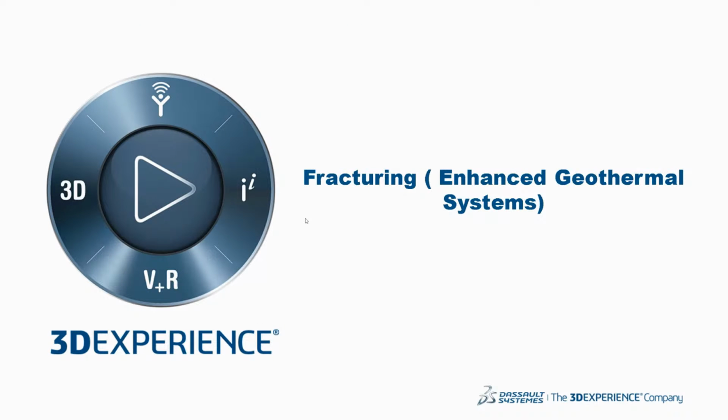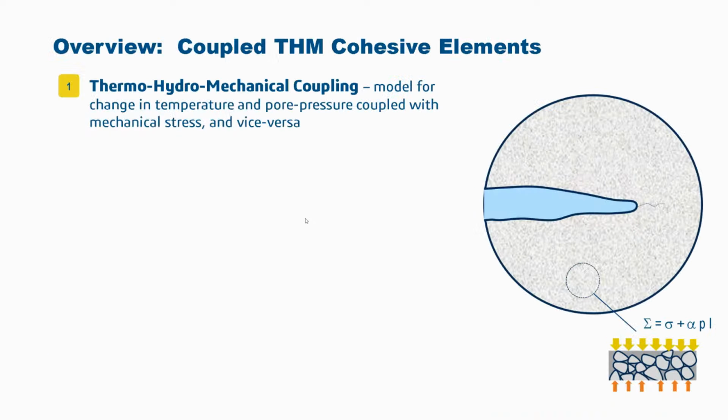Next, I'm going to talk about enhanced geothermal systems. These are types of systems that require fracturing of the reservoir rock to improve the efficiency of the system. So within Abaqus, we have very robust fracture modeling capabilities. These capabilities are provided by a special class of element known as coupled thermo-hydromechanical cohesive elements. These elements allow us to model these changes in temperature and pore pressure coupled with the mechanical stresses.